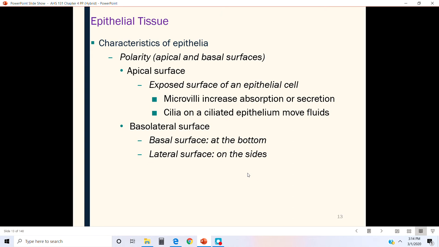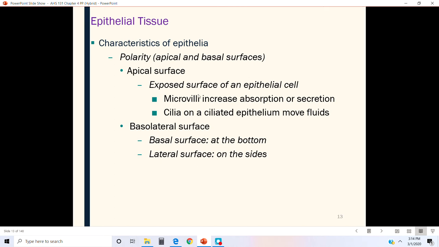Let's take a look at some characteristics of epithelia. Number one is something known as polarity. And all we're saying here is that an epithelial cell has an apical and a basal and lateral surface. Apical means this, it's the part of the cell that's going to be at the top. This is the exposed surface of the epithelial cell.